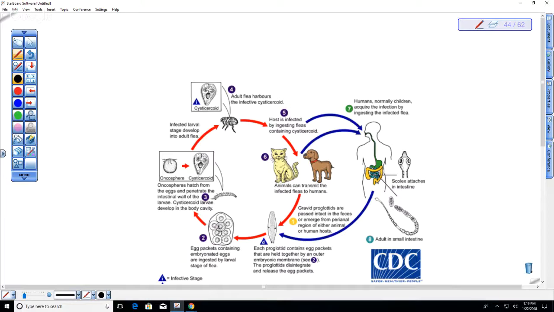And then it produces those gravid proglottids, which then are taken up by the flea. Okay. So one way that dog or cat tapeworms could be transmitted to humans is if you accidentally ingest an infected flea. You're like, why would I ever ingest a flea? But generally it could be kids, but it also could be that they're licking your face. So if they've just eaten a flea and they lick your face, you might accidentally ingest the flea and then get the tapeworm.